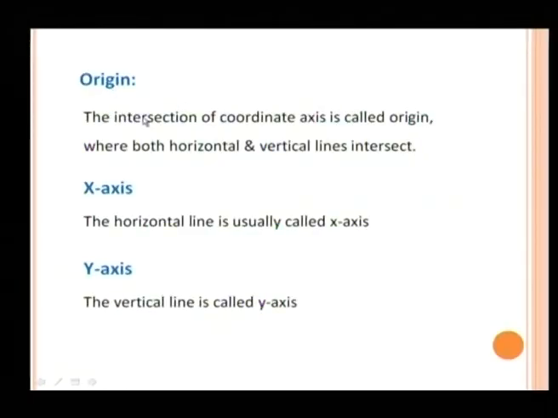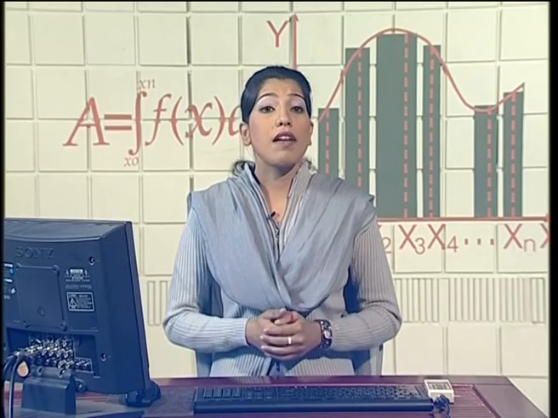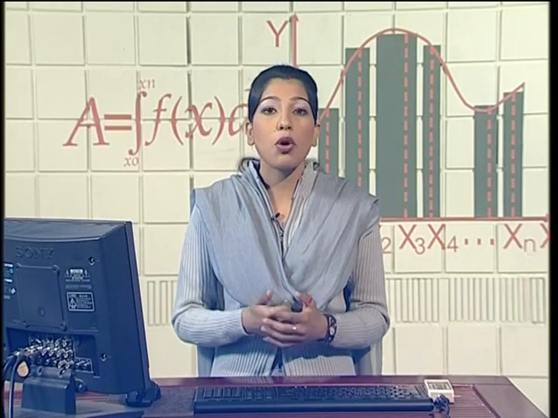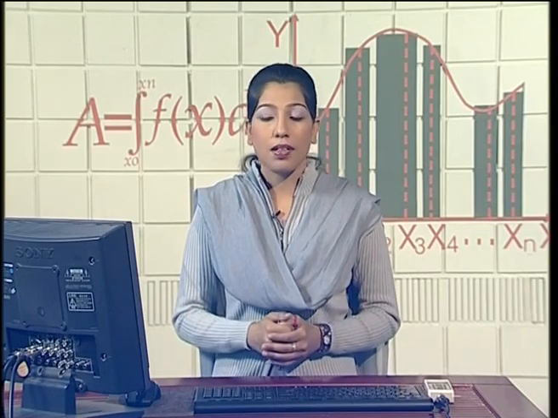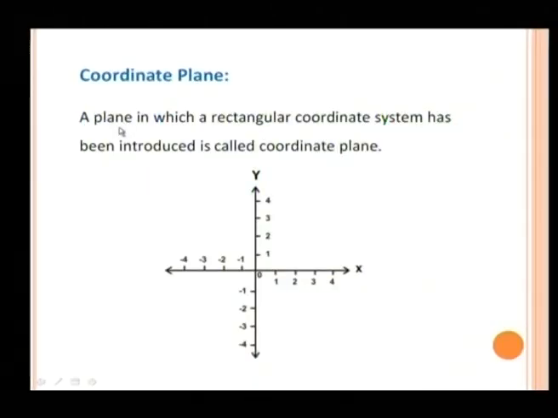Origin. The intersection of coordinate axes is called origin, where both horizontal and vertical lines intersect. Now what is x-axis? The horizontal line is usually called x-axis. Y-axis, the vertical line is called y-axis. Now I will again explain what is coordinate system or coordinate plane. You can see the figure and the definition of coordinate plane on the screen. Coordinate plane: a plane in which a rectangular coordinate system has been introduced is called coordinate plane.